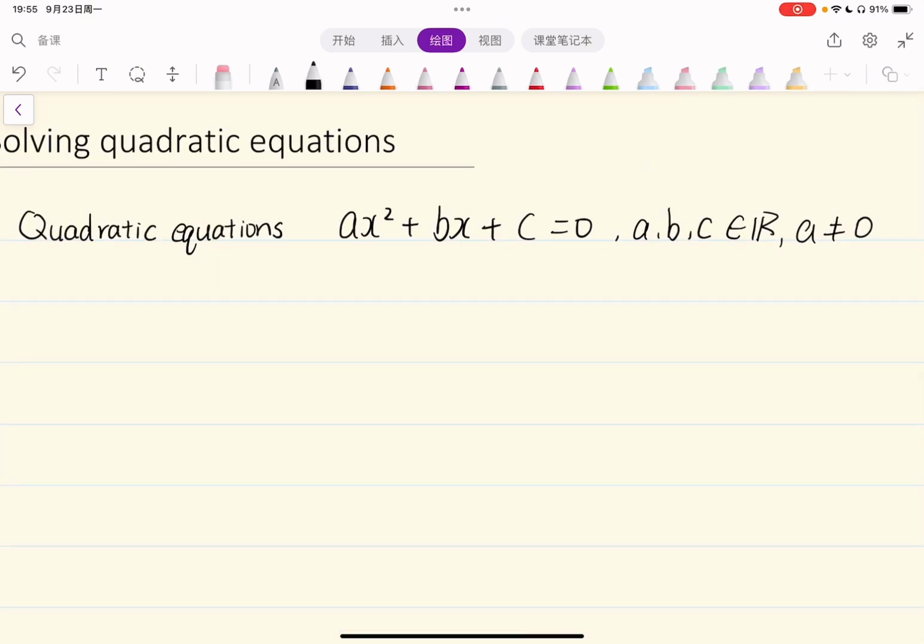After solving these equations, we can have three situations. We can have one real solution, two real solutions, or no real solutions.